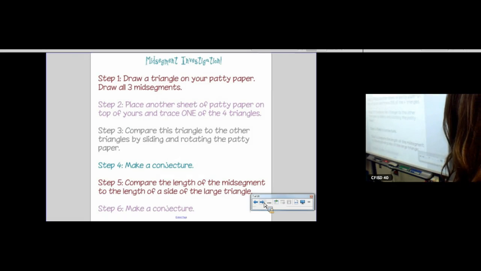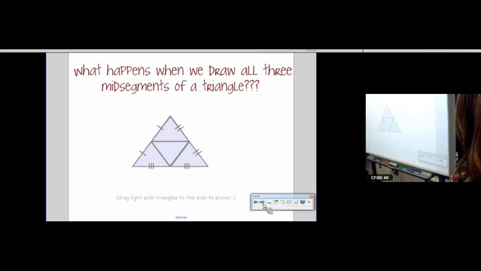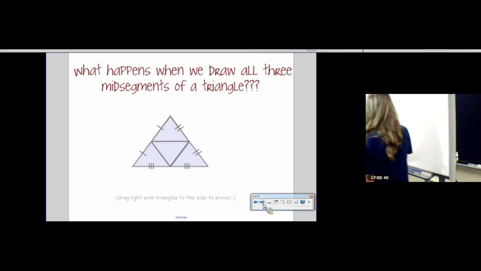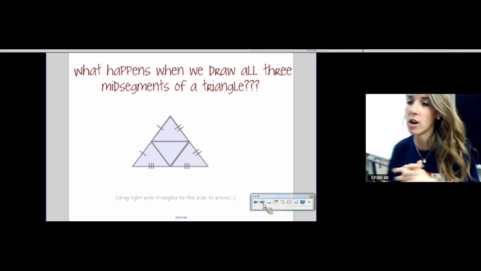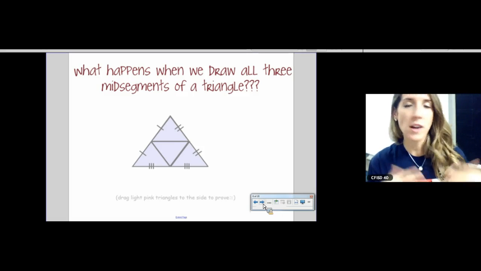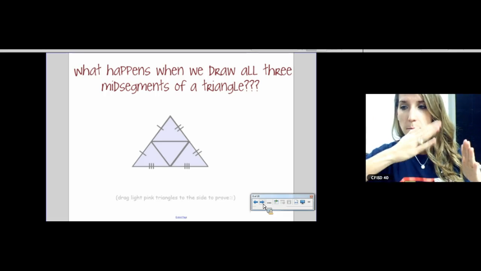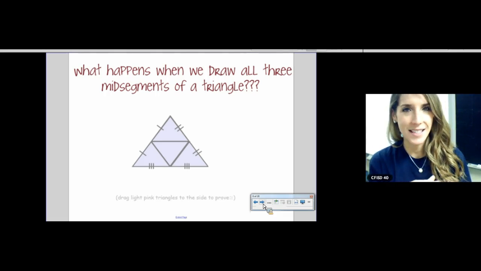We are going to skip the investigation for the recorded lesson, although I'll be doing it in class. When my students do this investigation, they are going to draw a triangle. Then they're going to find the midpoint of each side of the triangle. Their triangle doesn't have to be perfect. It doesn't have to be equilateral. This happens for any triangle. Then they're going to draw all 3 midsegments. And then they're going to realize something.